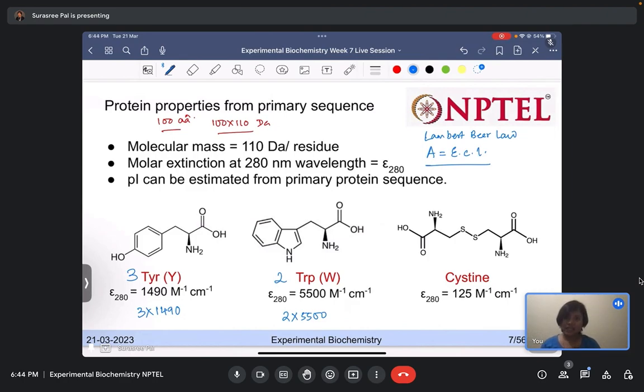So the total extinction coefficient of the protein can be determined from the primary sequence, as well as the pI, because the pI of the protein is based on the pK values of the amino acids, and if we know the amino acid sequence, then we can calculate the pI of the total protein also. So this is the information which we can obtain from the primary sequence of the protein.